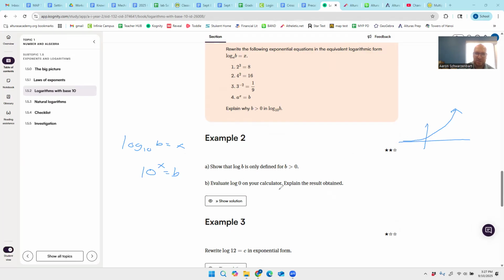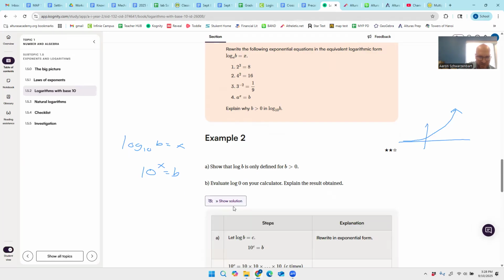And evaluate log base 0 on your calculator, or log of 0. And that gives you undefined. Not greater than or equal to 0, greater than 0.